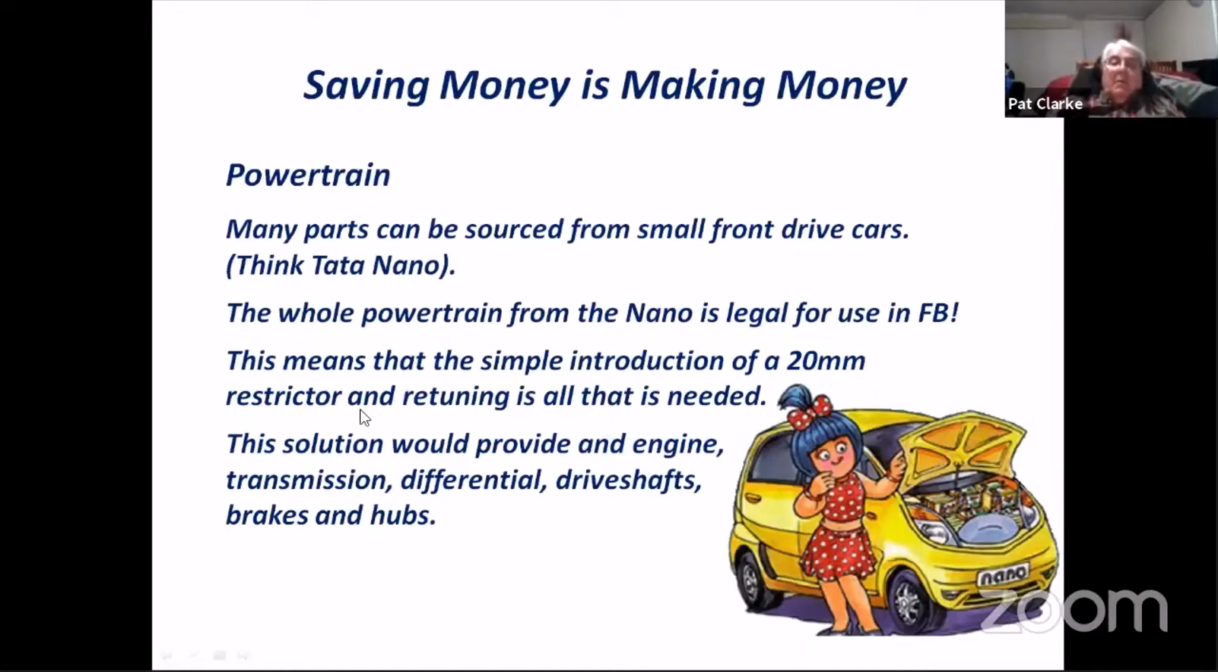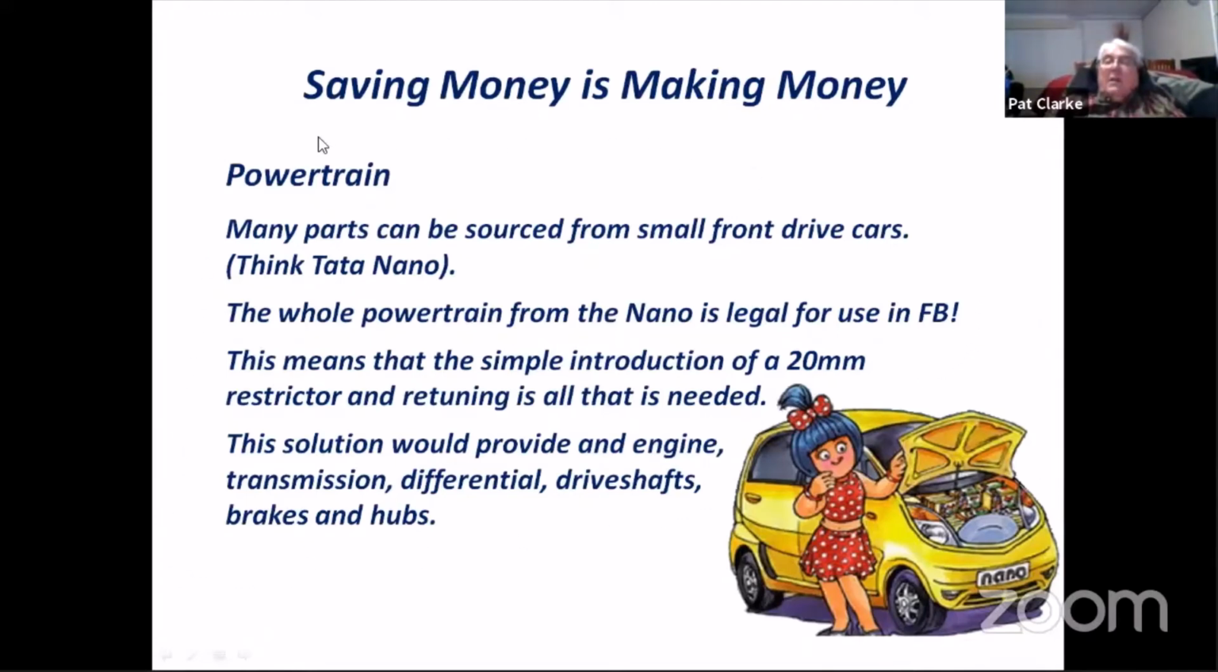However, I am presenting it as a very viable solution for a car to be made in a short period of time under COVID restrictions with the least amount of design input into the powertrain. All that will be needed is to fit a 20 millimeter restrictor between the throttle body and the intake manifold in the car.